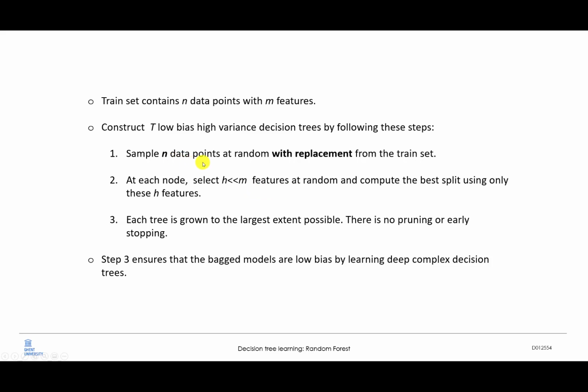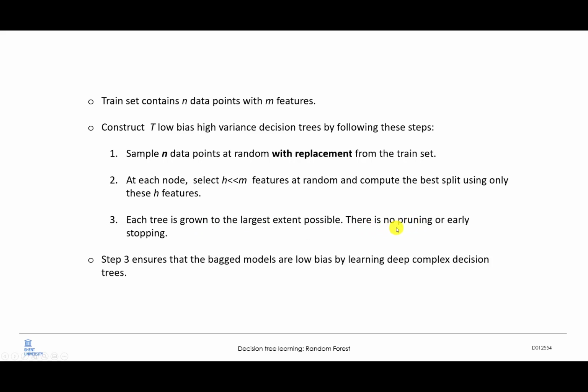So we need trees that are different from each other. We do that by creating, of course, different data sets, but we also do that by limiting the features at each step in the construction of the tree to only a small subset of these features. Okay, and then, since we need these high variance decision trees, each tree is grown to the largest extent possible. So there is no pruning.